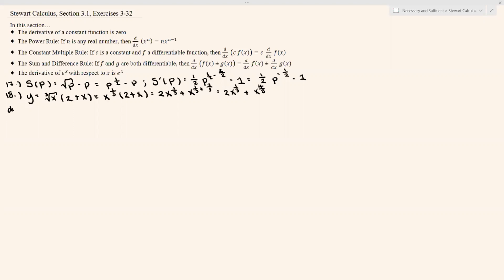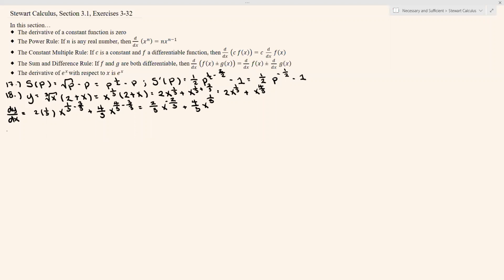So if we take dy dx, this is equal to 2 times 1/3 x to the power 1/3 minus 1, I'm going to write as minus 3 over 3, plus 4/3 x to the power 4/3 minus 3/3. Cleaning this up a bit, I have the derivative is equal to 2/3 x to the power minus 2/3 plus 4/3 x to the power 1/3.